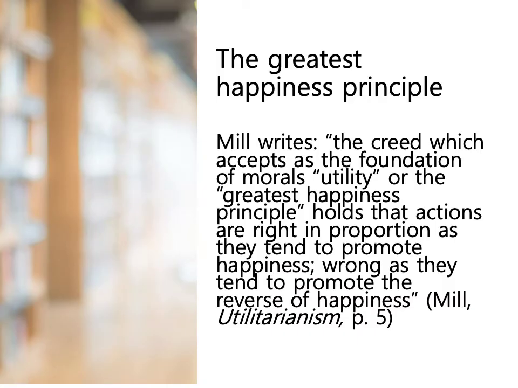One of the first ideas that I want to examine is the greatest happiness principle. And this is what he says about it. It's the creed which accepts as the foundation of morality utility, or the greatest happiness principle, which holds that actions are right in proportion as they tend to promote happiness and wrong as they tend to promote the reverse of happiness. So basically, what Mill is trying to say here is that the right action in any circumstance is the one that produces the greatest happiness for the greatest number of people.